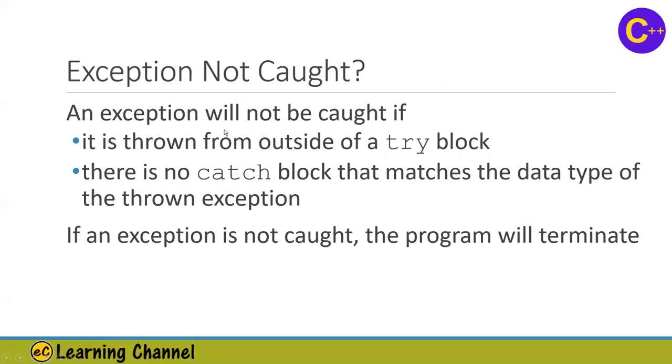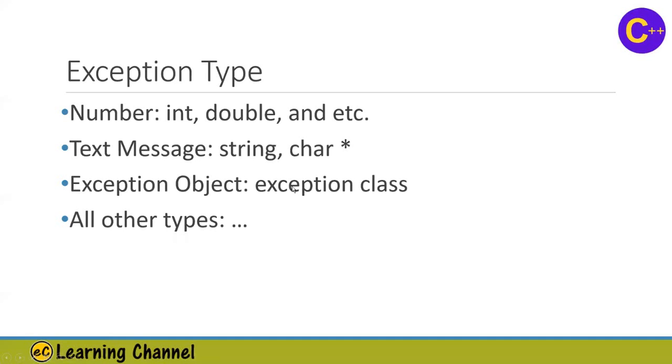Let's look at exception not caught. If an exception is not caught, it is thrown from outside of a try block. So it has to be in the try block? It has to be in the try block, or it will not be handled. There is no catch block that matches, and we do not call it, so the program will terminate. When you try something, that code is watched. If you do not actually try it, it will not be caught. So let's stop here, okay?